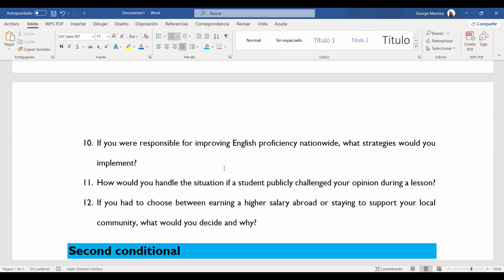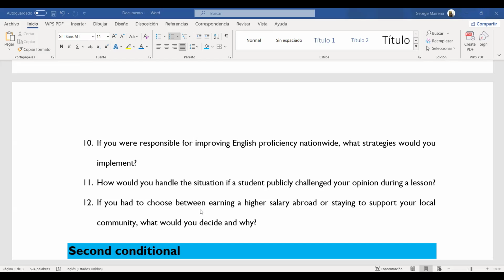This is going to be the last one because of the time. If you had to choose between earning a higher salary abroad or staying to support your local community, what would you decide and why? I would decide to support my local community because it's something that I really love. I love to teach, and I think that's the best way to help the community. Okay, good. Marta: If I have a higher salary, I will support my local community too.